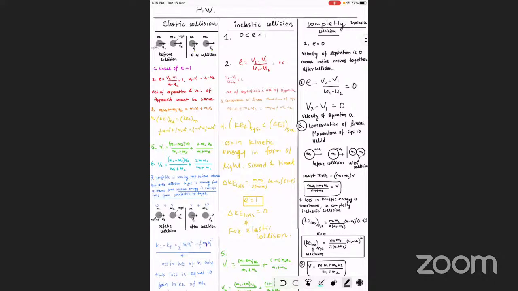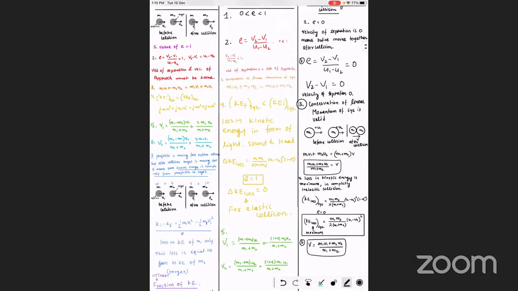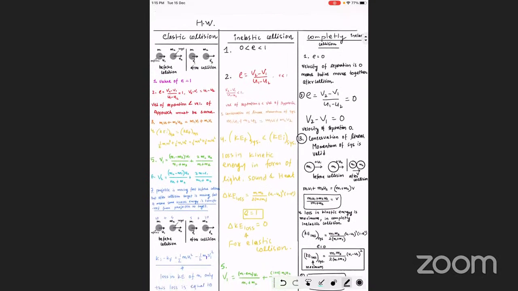Means every conservation of linear momentum you will use in vector form. The value of e, while writing the formula of e, you will use vector form. Except for kinetic energy, everywhere else you will have to consider vector form. So this is the main difference between elastic, inelastic, and completely inelastic collision.